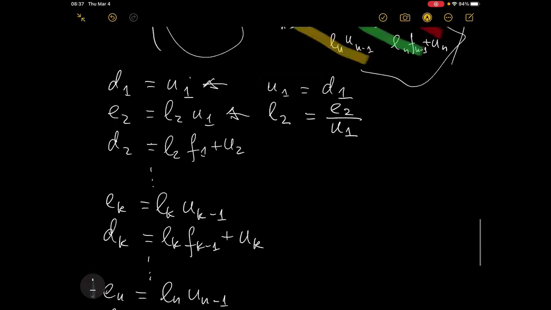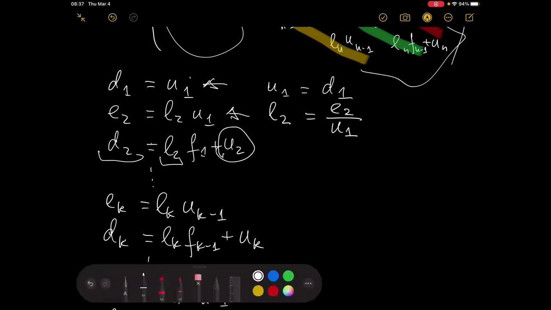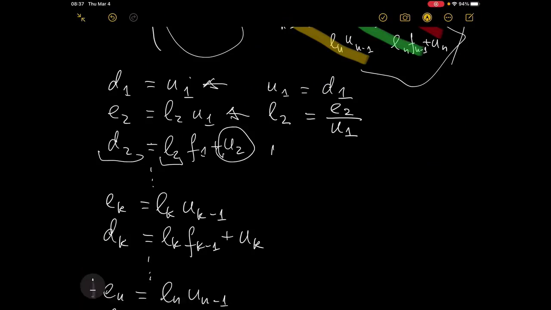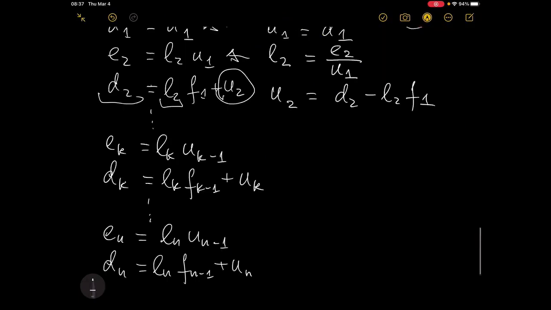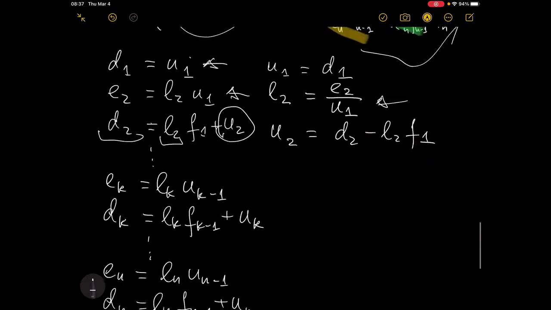Next, D2. So D2 is known, L2 already is known. So this allows me to find U2. So U2 equals D2 minus L2 F1. So as you understand, L3 I will be able to find using similar formulas.